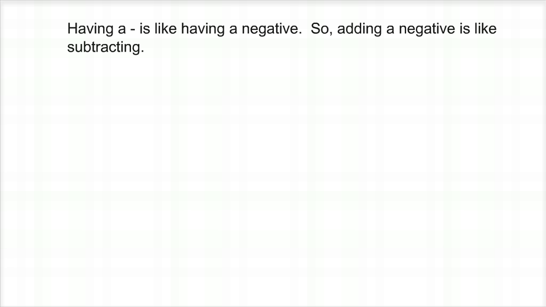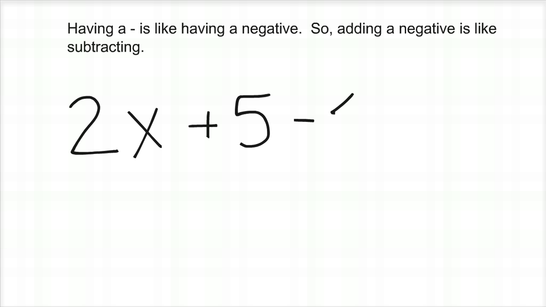You may remember from 6th grade that having a subtraction sign is like having a negative. So adding a negative is the same as subtracting. To practice this, let's try 2x plus 5 minus 4x minus 7. I'm going to give you a chance to try your hand at this problem. If you would, pause your video and combine like terms. Start by showing which ones are purple and which ones are orange.